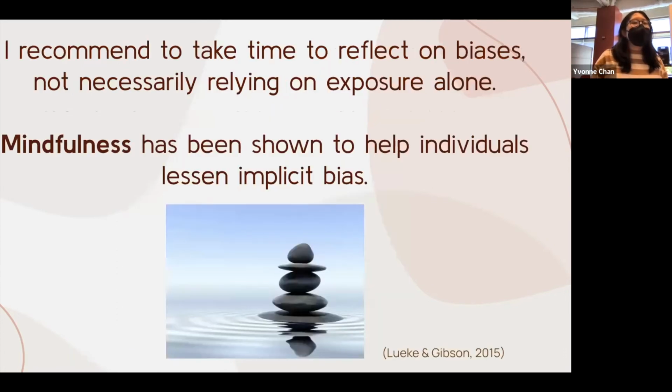So I recommend taking time to reflect on biases, not necessarily relying on exposure alone to protect you from developing these. Mindfulness is actually shown to help individuals lessen their implicit bias. And also many professions now require implicit bias training because we're learning more and more as time goes on that implicit bias is behind a lot of the systemic problems and disparities that we see everywhere.